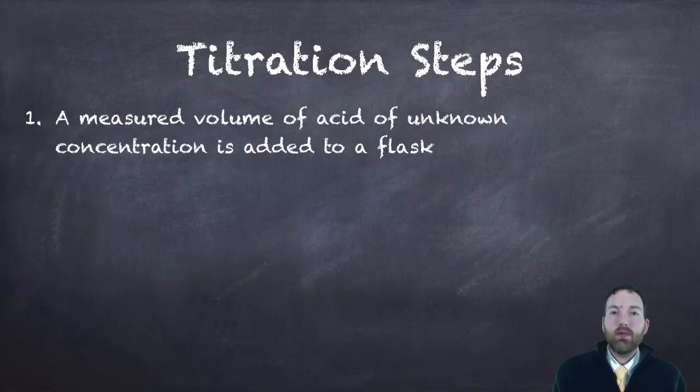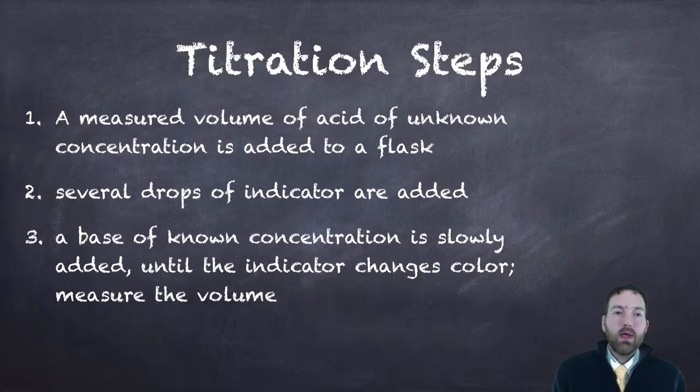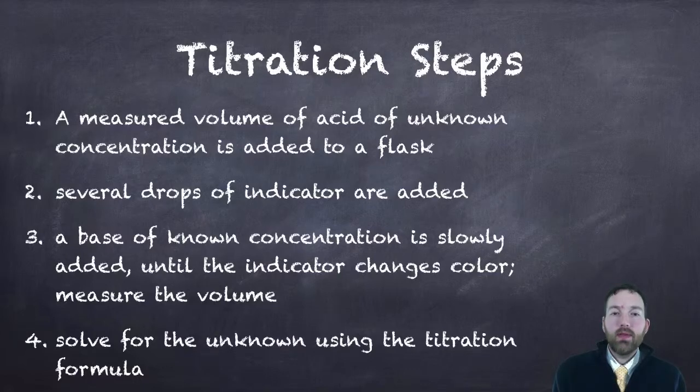A measured volume of acid of unknown concentration is added to a flask. Then several drops of an indicator are added that will change color when neutralization is achieved. A base of known concentration is slowly added until the indicator changes color and we measure the volume. You can then solve for the unknown using the titration formula.